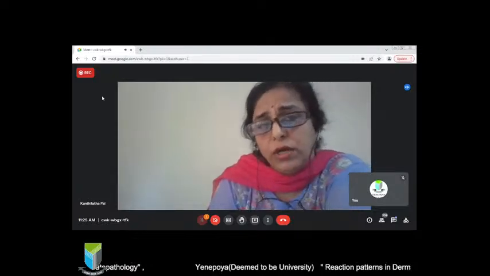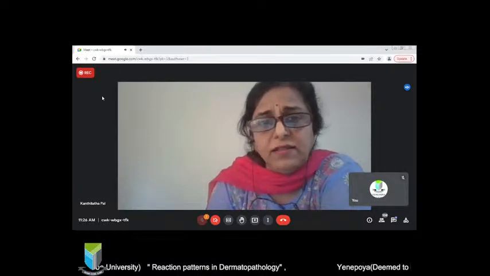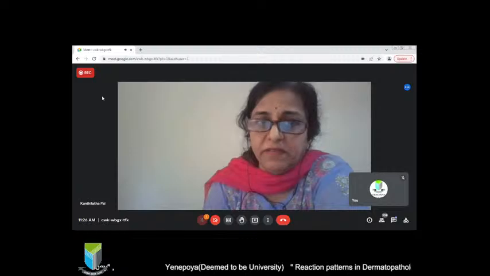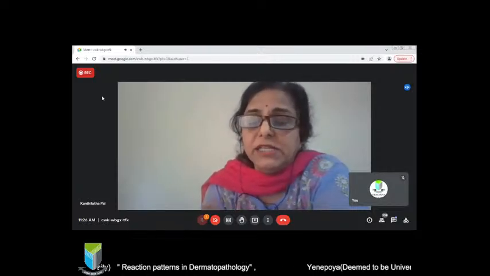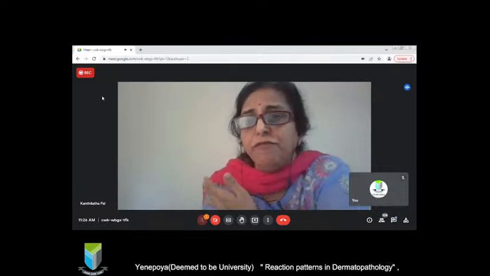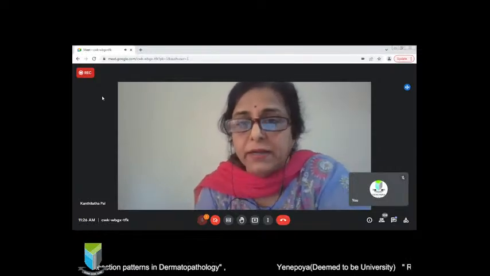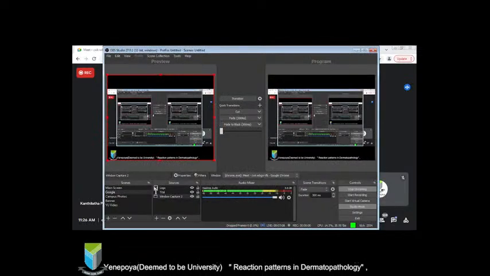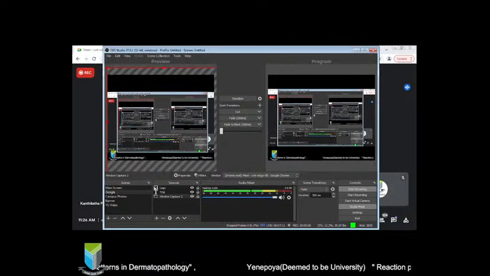Now, the approach to your diagnosis is to see whether the changes in the skin are predominantly in the epidermis or predominantly in the dermis. If there are both epidermal and dermal changes, the epidermal changes take over. So epidermal changes trump dermal changes. If you have a dense lichenoid infiltrate and a lichenoid reaction pattern in the epidermis, we call it lichenoid dermatitis. So the epidermal changes take over when you see both epidermal and dermal changes.